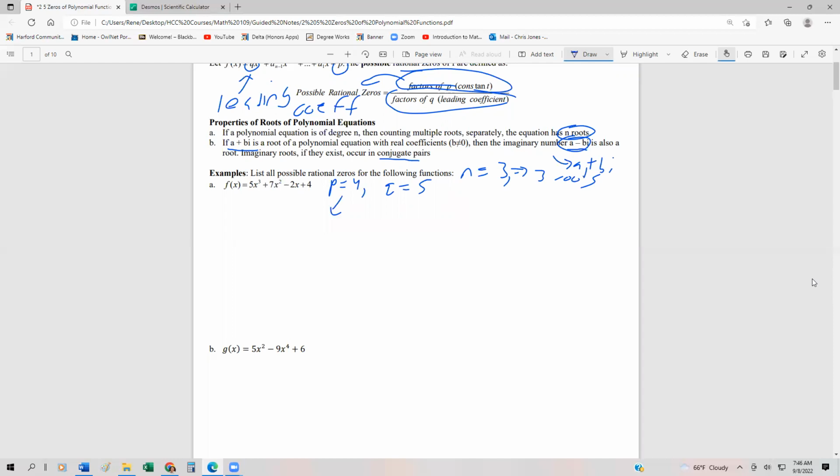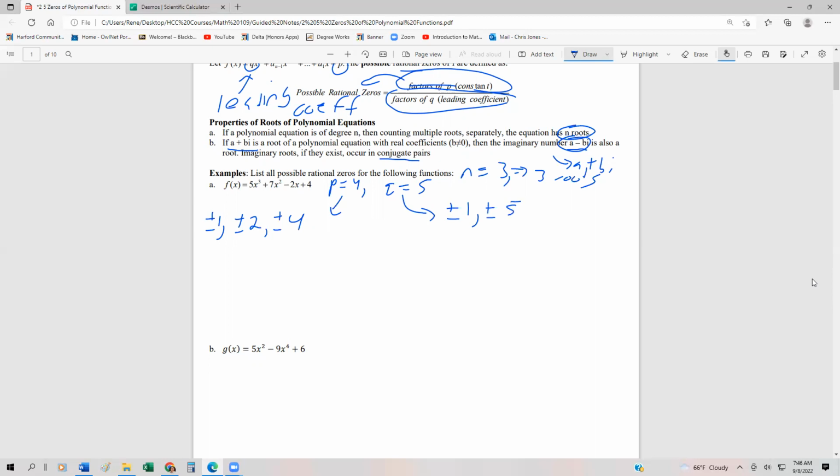The factors of 4 are 1, 2, and 4, right? But we know that we could also multiply -1 times -4 and -2 times -2. So when we list out the possible rational zeros, we need to include both the positive and the negative. Right? For q, the factors of 5, excuse me, are 1 and 5. And again, we use a plus minus.